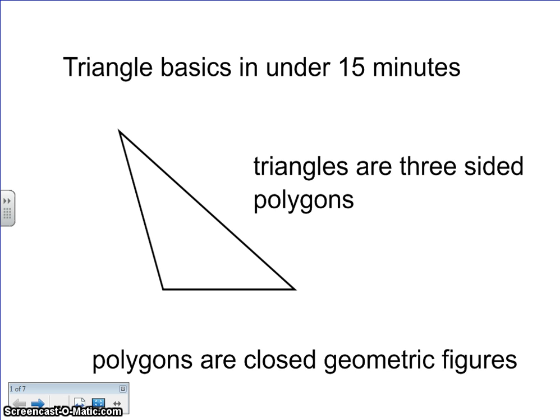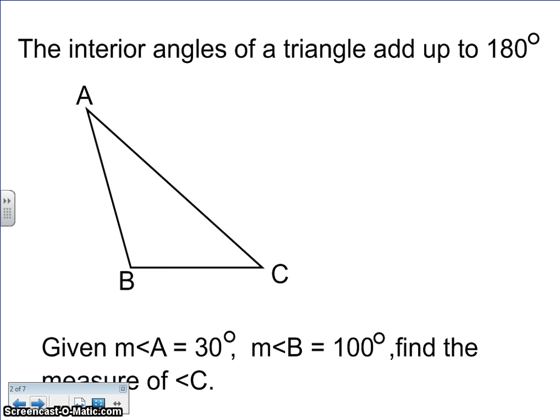Triangles are three-sided polygons. They all have three sides, and they are polygons, which means they're a closed figure. They have an inside and an outside, and they have straight sides on each side. Three-sided polygon, triangle. The interior angles of a triangle always add up to 180 degrees.